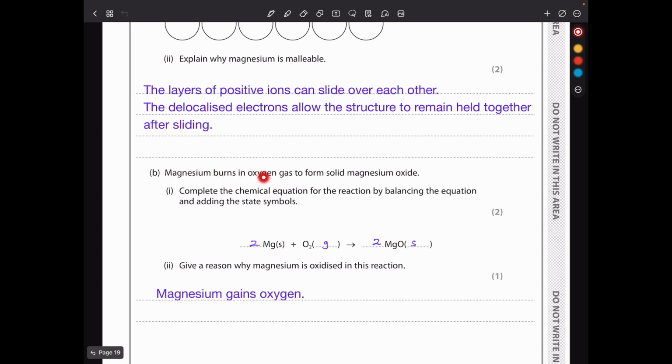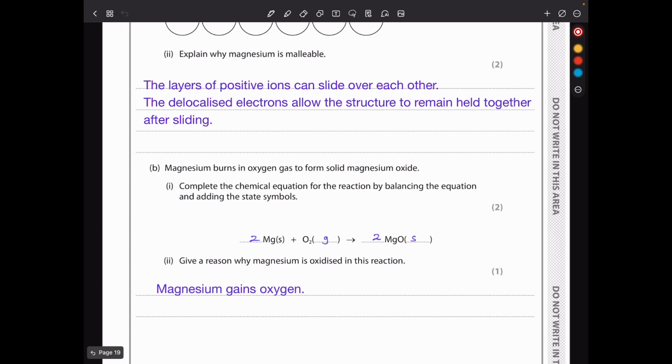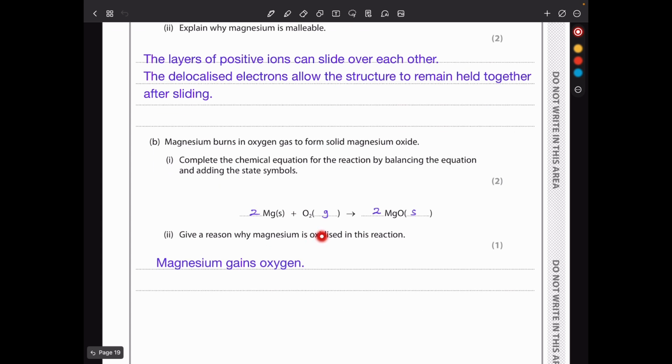In part B, magnesium burns in oxygen to form a solid magnesium oxide. Complete the chemical equation for the reaction by balancing the equation and adding state symbols. So we know magnesium is a solid, this is a gas, and that is a solid. Because oxygens are 2, we need to put a 2 here, and that makes Mg2 as well, so we put a 2 here to balance that. Then give a reason why magnesium is oxidized in this reaction. It's oxidized because we see it gains oxygen. Oxidation is gaining oxygen.